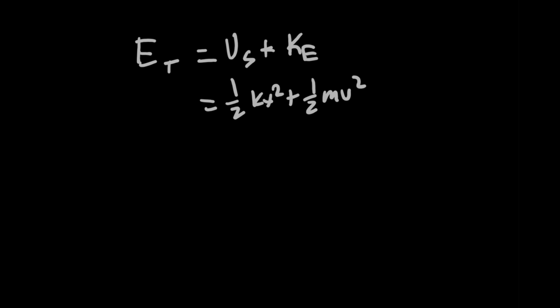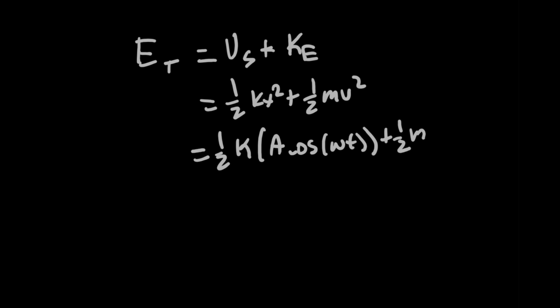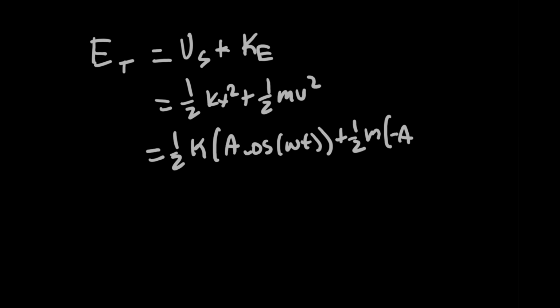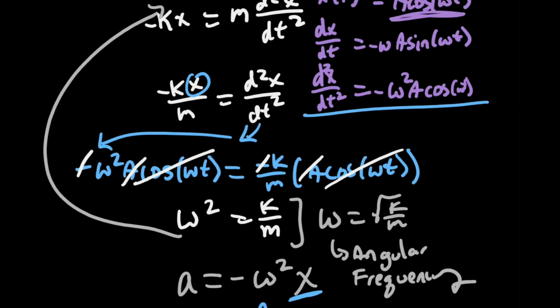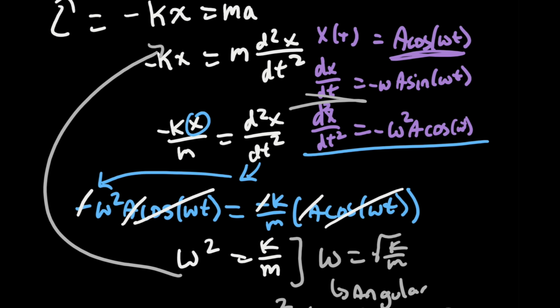And we know that our x term is just going to be equal to A cosine of omega t. So we're going to have 1/2 k times (A cosine omega t) squared plus 1/2 m, and we know our velocity equation, right? It's going to be negative A omega sine omega t, squared. Where do we get this from? Well, we know that our dx/dt up here, obviously dx/dt is just v of t.